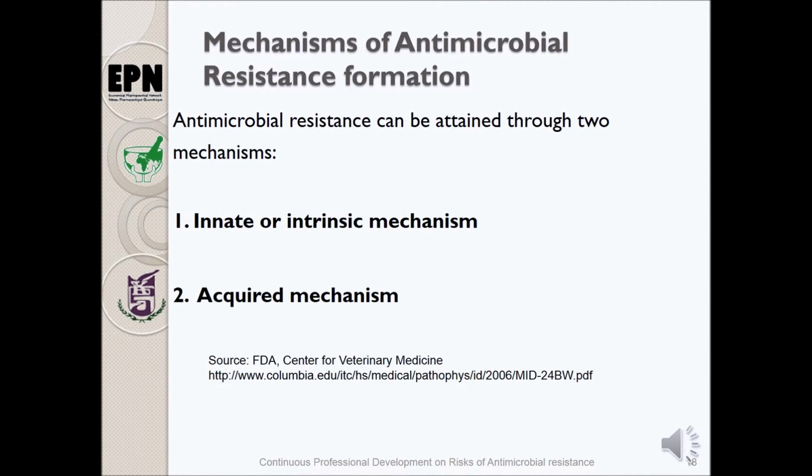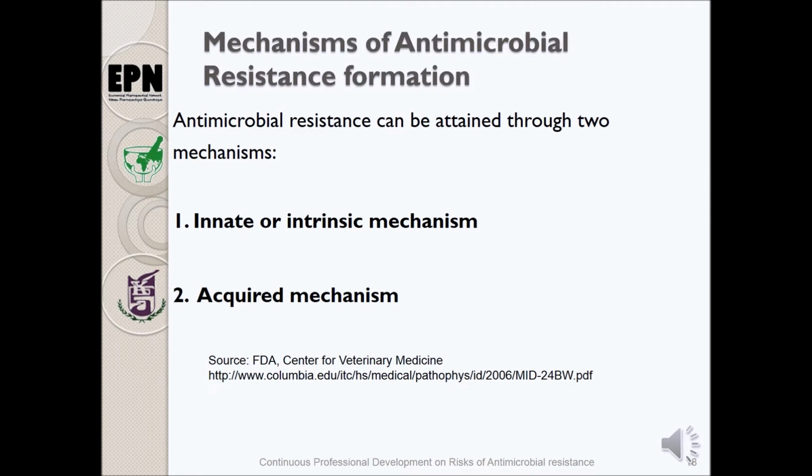For us to appreciate antimicrobial resistance and to fight the emergence and spread of resistance, it is important for us to understand the mechanisms of antimicrobial resistance. And this can be ideally attained through two mechanisms. One is innate or intrinsic, and these are specified by naturally occurring genes that are found in the host chromosome.